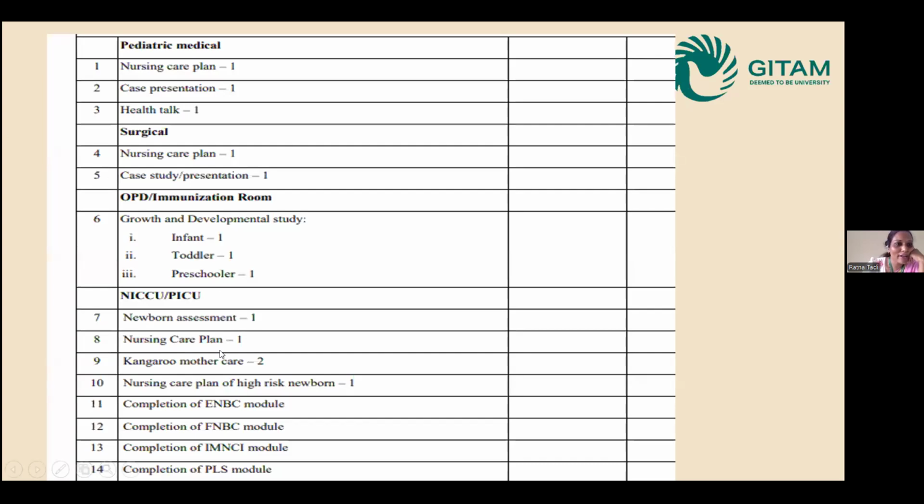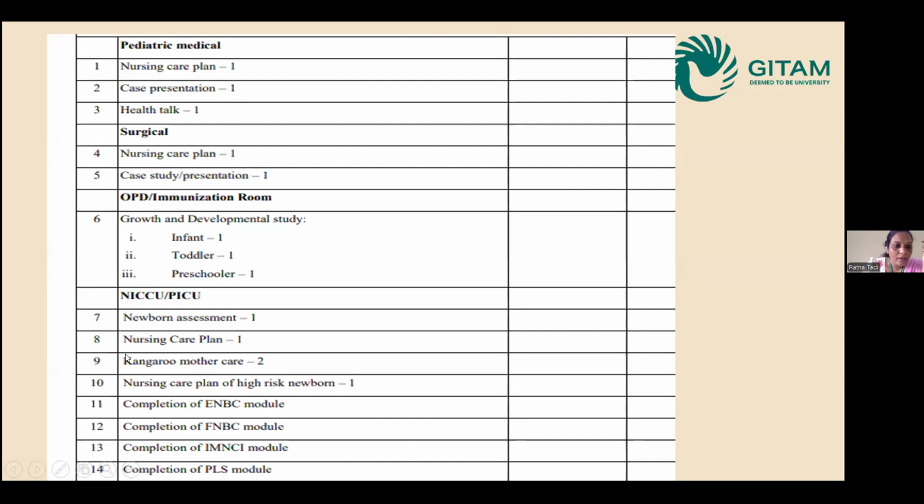So I told already that my specialty is child health. So this is how my logbook requirements have been distributed. I have nursing care plan 1, case presentation 1, then health talk 1, then we have medical and surgical. Nursing care plan 1, case presentation 1. Here I gave case presentation, here I made them do a case study. And OPD immunization, that is one. Then we have growth and development for infants, toddlers, preschoolers. Then in NICU newborn assessment 1, nursing care plan 1. So total 3 nursing care plans we can see.